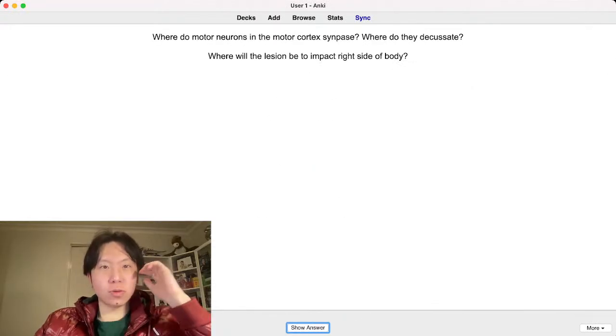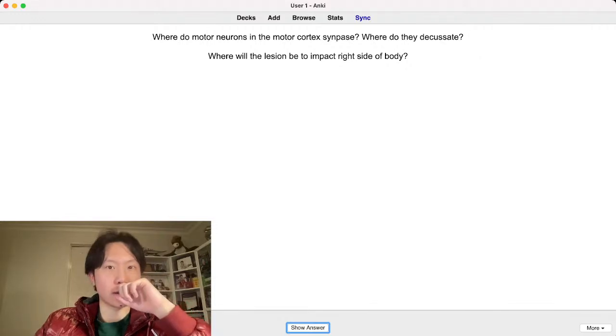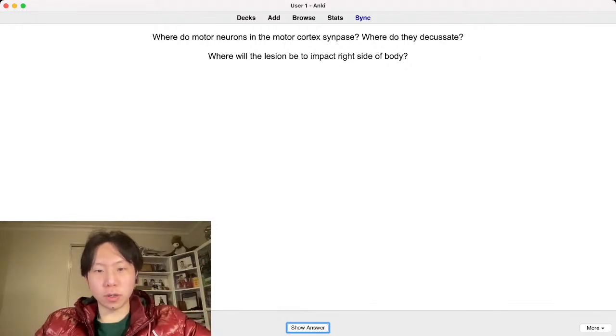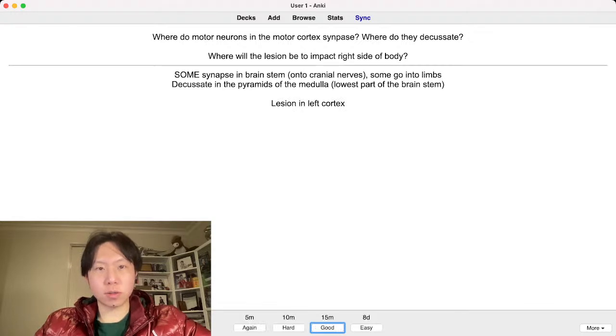What do motor neurons in the motor cortex synapse on? I do not know. Lesion in the left cortex: decussate in the pyramids of the medulla, synapse in the brainstem, some go into the limbs. No, it's hard.